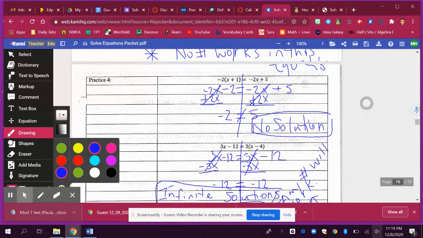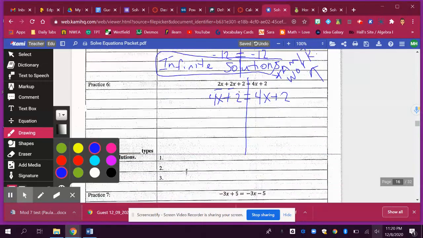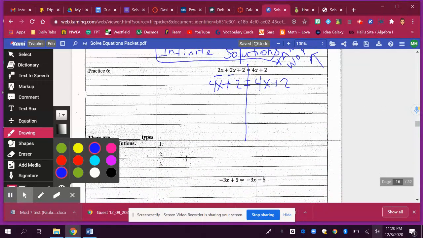Same with this practice number 4 right here. Negative 2x minus 2, negative 2x plus 5. Notice the left side is not the same as the right side. Our variable terms are alike, but our constant terms are not. So it was no solution. I could continue on with this just to prove that 2 will equal 2, and that this is infinite solutions.